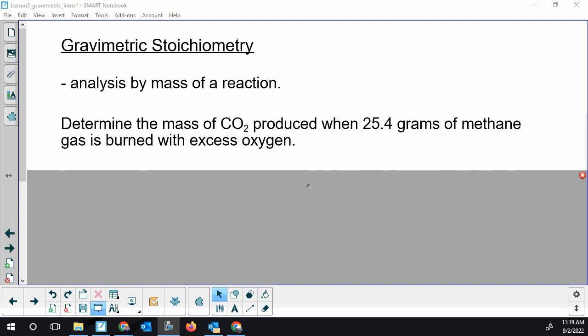Okay, so gravimetric stoic, mass-based stoic. We're not going to start with moles anymore. We'll see the wording in the question change a bit. Determine the mass of CO2. This is what your tests and questions will look like. Produced when 25.4 grams, so that's not moles anymore, grams of methane is burned with excess oxygen.